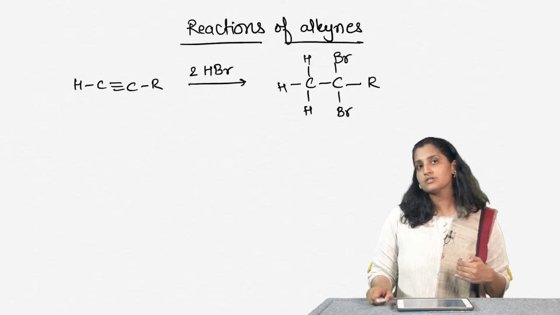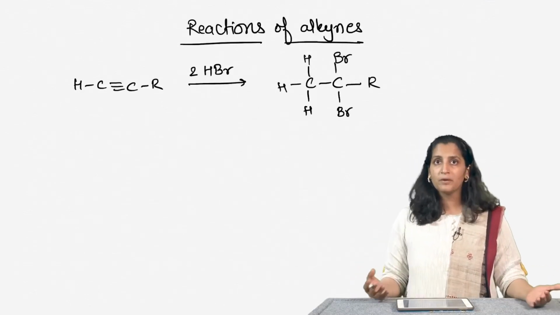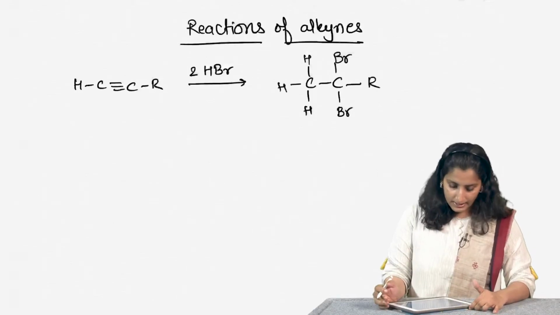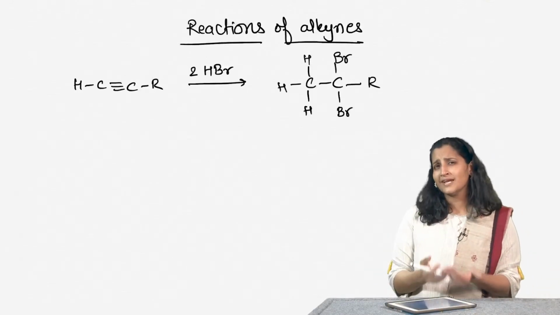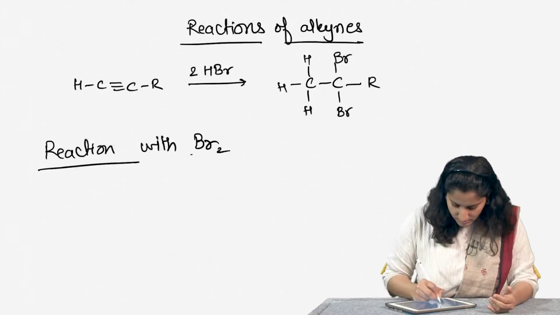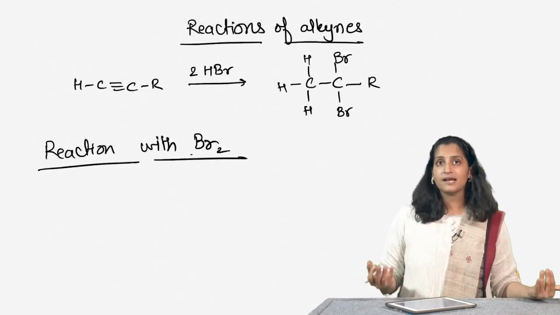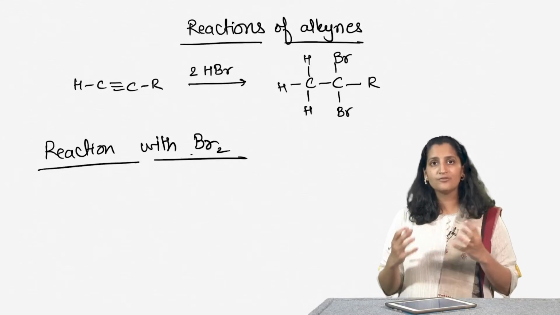So, now we are going to start with the next reaction, and it is the addition of Br2 or bromine across an alkyne. And if we really see, this is very similar to what happens in a reaction with an alkene. So, I am going to draw the reaction of bromine with an alkyne, and you will see that it reacts in a very similar manner.